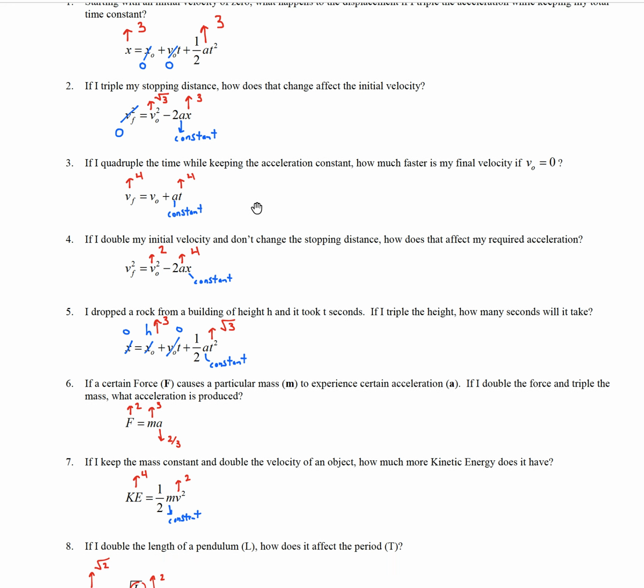All right, if I quadruple the time while keeping the acceleration constant, how much faster is my final velocity if I started at rest? Again, we are ignoring v naught. So what happens if I quadruple the time spent walking? How much faster am I? Quadruple. Quadrupling one quadruples the other. Why? Because they're linearly related. Look, v is linearly related to t. We're keeping the acceleration constant, we're not messing with it. We're just messing with the time. And how does it mess with the velocity? 4 times longer, 4 times faster, given everything else is the same.